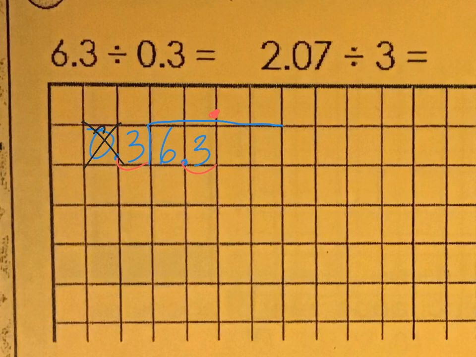So 3 goes into 6 twice. That gives me 6. I subtract, I get 0. I bring down my 3. 3 goes into 3 one time. And that is our answer. You could put a 0 here if you wanted to. It wouldn't change the value, but there's no need. So we'll just leave it at 23.